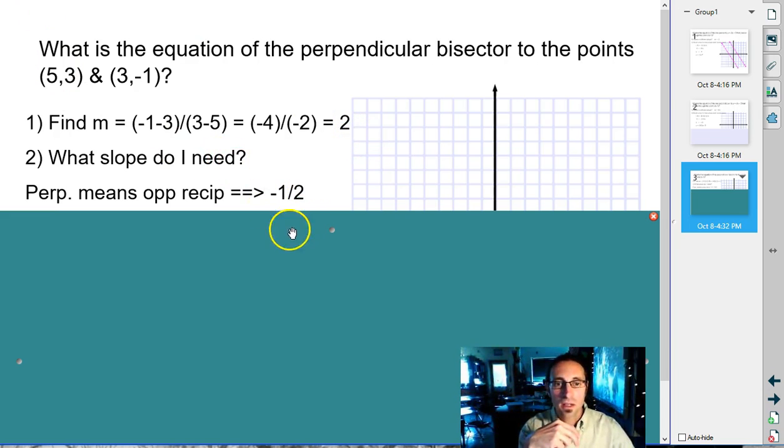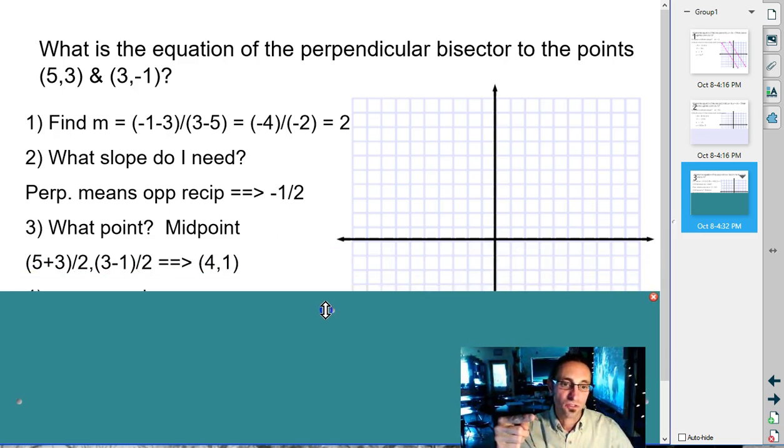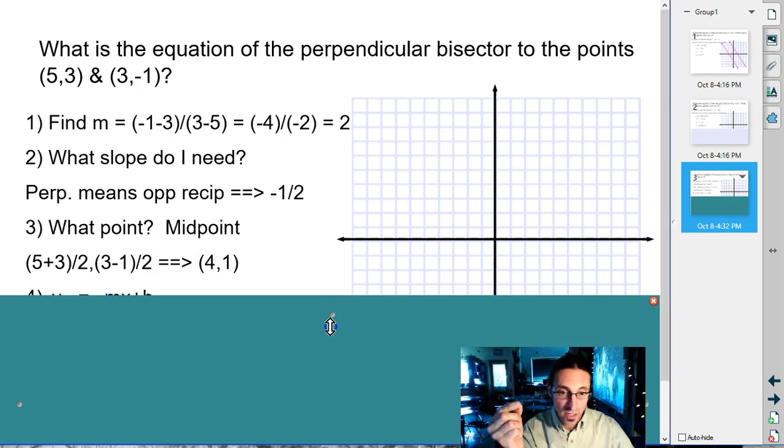All right. Now what do I need to do? I need to find that midpoint. I need to find the point where this thing cuts through, right? Well, if you recall, your midpoint formula is the average of the x-coordinates and the average of the y-coordinates. And that's all I'm doing here. 5 plus 3 is 8, divided by 2, and that's 4. 3 from y1, negative 1 from y2 added together is 2 divided by 2, which is 1. So now I have the actual midpoint.